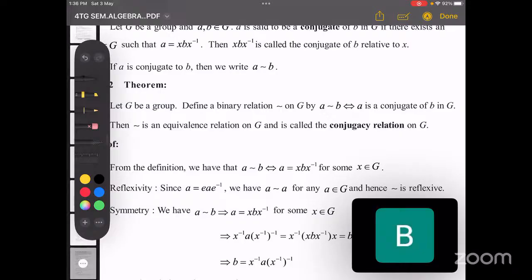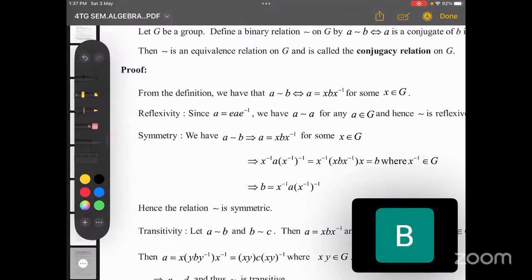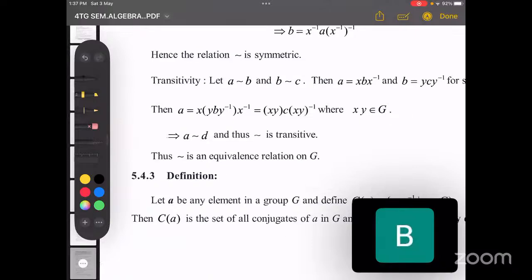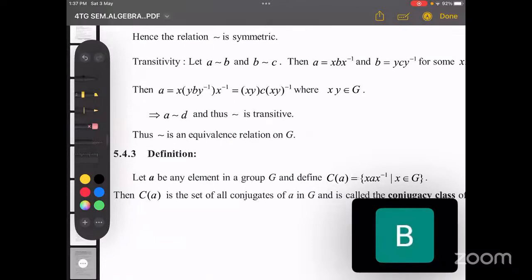Next we have a theorem: let G be a group, and define a binary relation, conjugacy, on G by A is conjugate to B if and only if A is a conjugate of B in G. Then conjugacy is an equivalence relation on G and is called the conjugacy relation on G. Okay. This theorem is not important. If you know the conjugate element, it's enough.